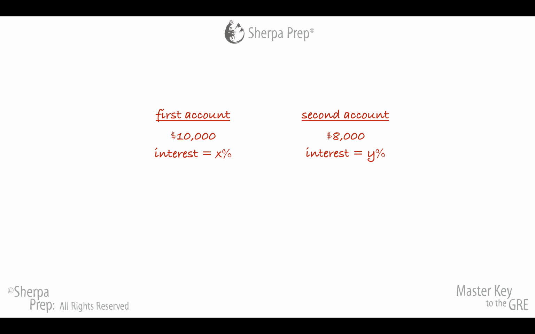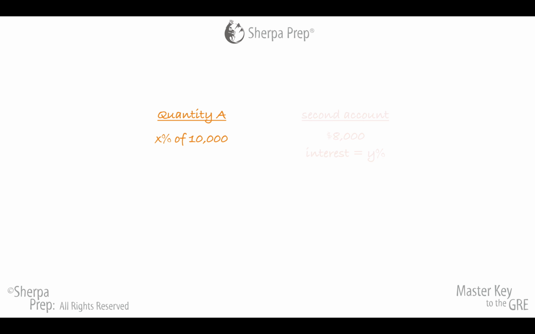In other words, quantity A is going to be X% of $10,000, and quantity B is going to be Y% of $8,000. Now remember, the word percent simply means divided by 100, and the word of means multiply. So we can think of quantity A as X over 100 times 10,000, and we can think of quantity B as Y over 100 times 8,000.